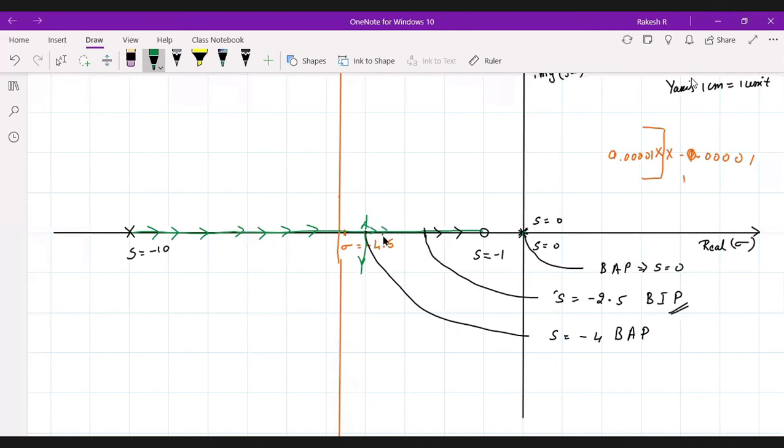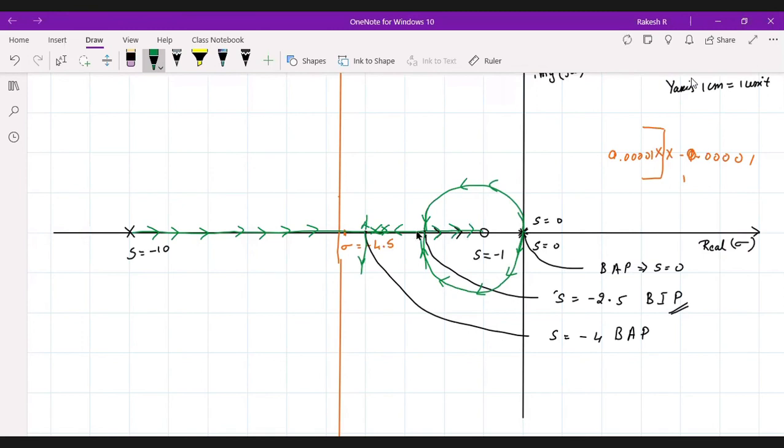And the root is coming here in this direction, and we have a breakaway point, and here we have a break-in point, right? And we have a breakaway point here like this. So what happens? One root will start here like this and merges with the break-in point. Another root starts here and merges with the break-in point here, right? This is one plot here, and one root will follow and terminates at s is equal to minus 1.